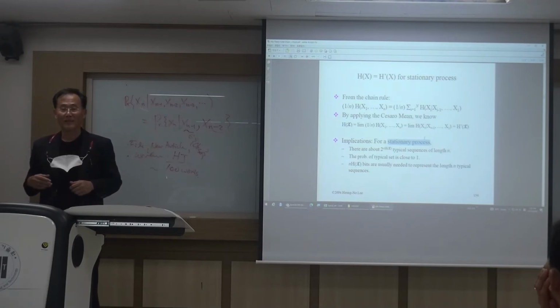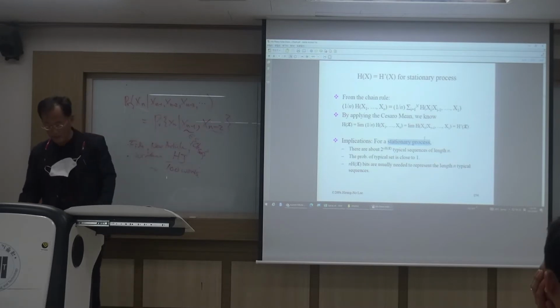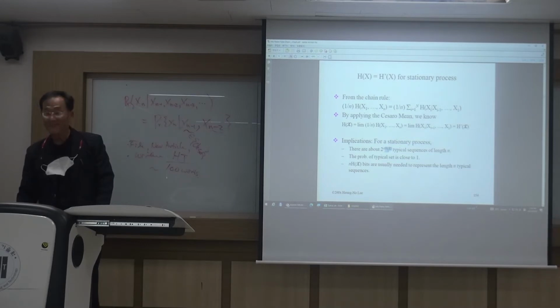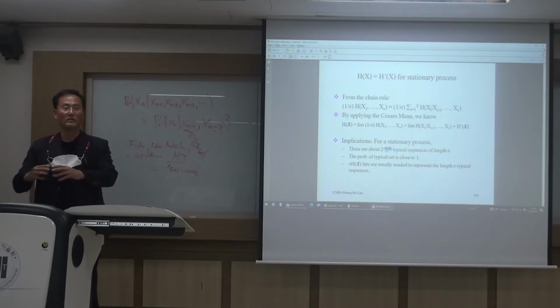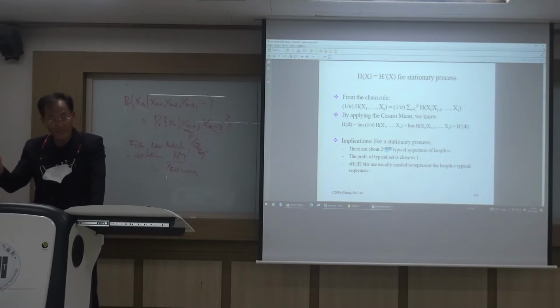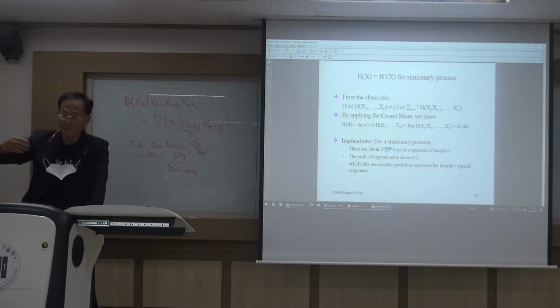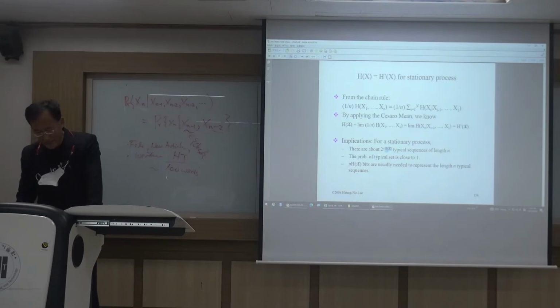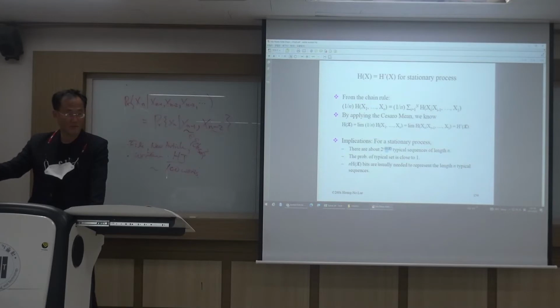How do you calculate the amount of compression that you can do? Just like in the IID case, we can use this entropy rate and multiply by n. Then there are 2 to the power of nH typical sequences of length n. Same story for the non-IID case. The probability of the typical set is close to 1 as n goes to infinity, and nH bits are good enough to represent the sequence.